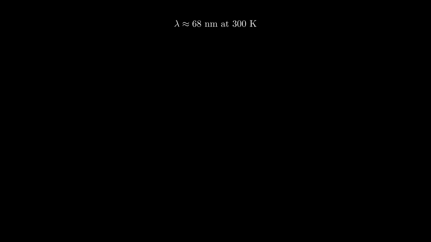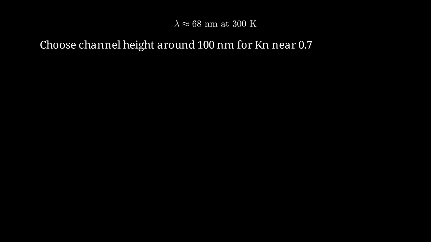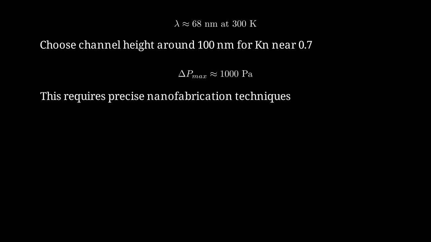The mean free path at 300 Kelvin is approximately 68 nanometers. We choose a channel height around 100 nanometers to achieve a Knudsen number near 0.7. The maximum achievable pressure difference is approximately 1,000 pascals, or about 1% of atmospheric pressure. This requires precise nanofabrication techniques like electron beam lithography or focused ion beam milling.